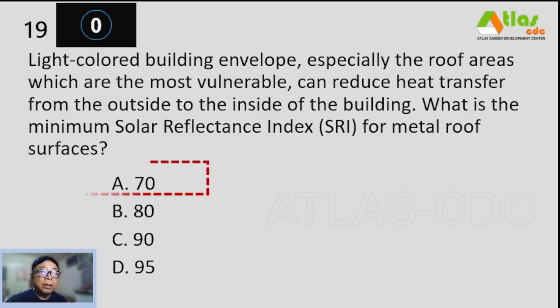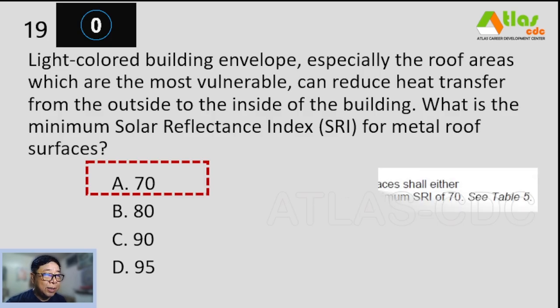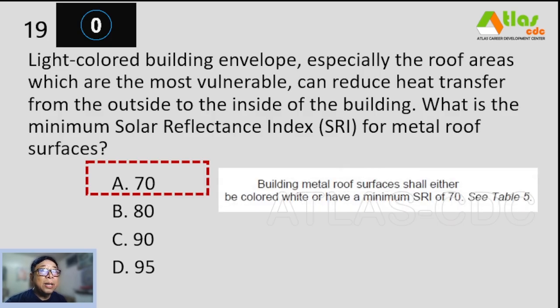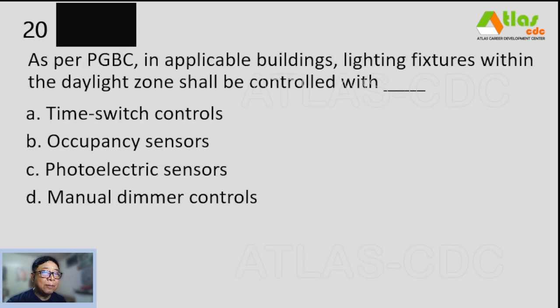And our correct answer is letter A, 70. So, the building metal roof surfaces shall either be colored white or have a minimum SRI, or solar reflectance index, of 70. Number 20, as per PGBC, in applicable buildings, lighting fixtures within the daylight zone shall be controlled with blank. A. Time switch controls, B. Occupancy sensors, C. Photoelectric sensors, and D. Manual dimmer controls.